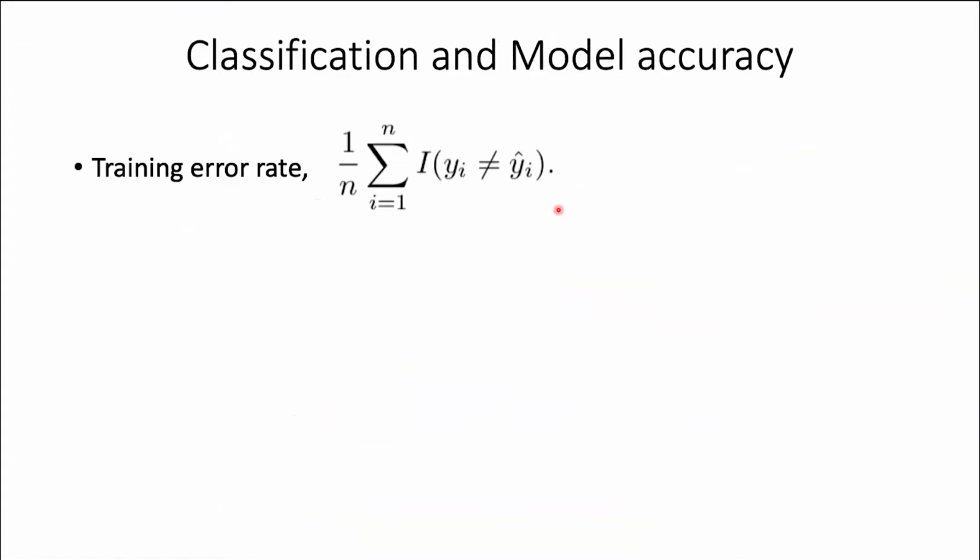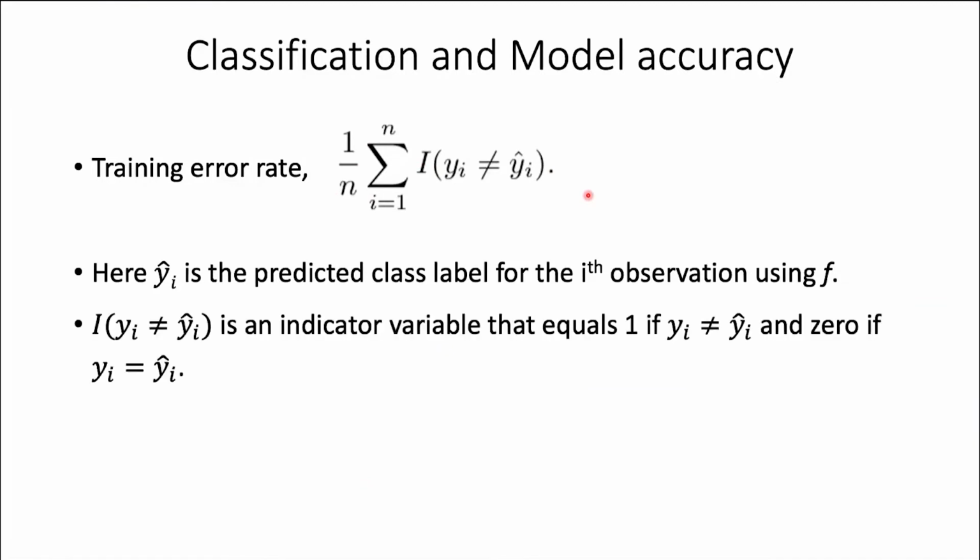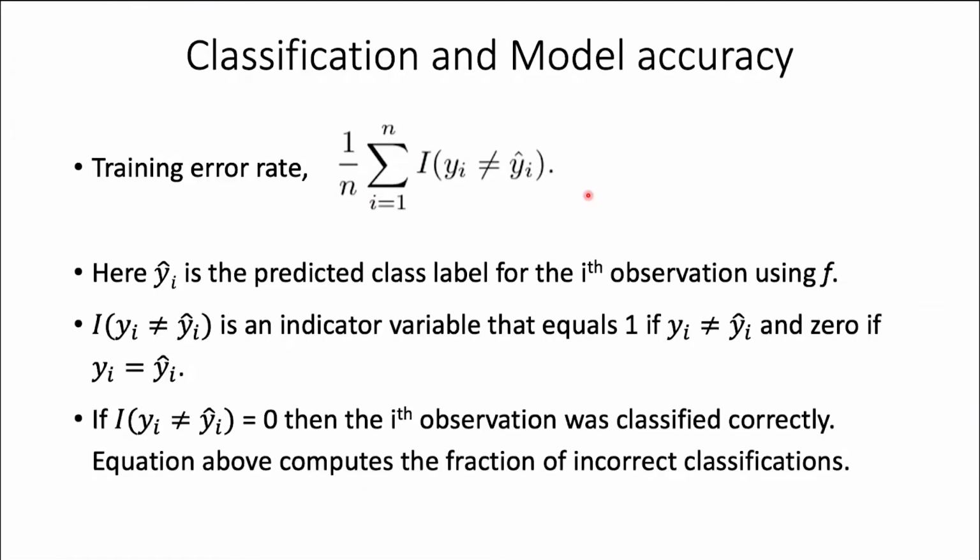So for classification, you use these so-called indicator functions. And this is basically saying what? What does this complicated expression mean? Well, a hint: this is called a training error rate.